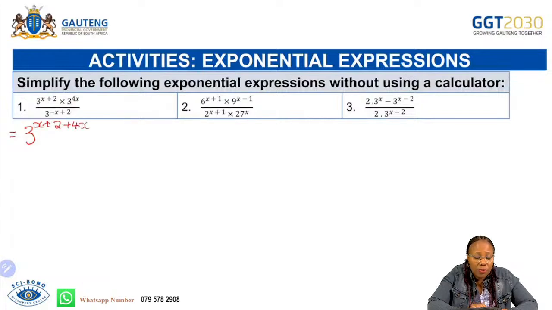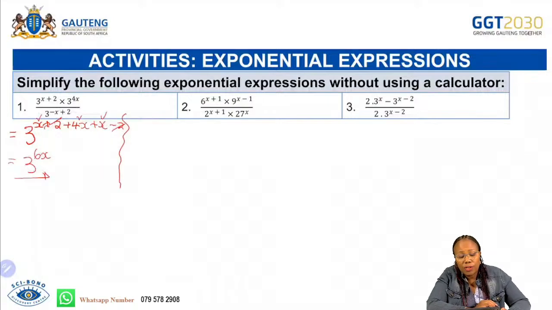And then the denominator one, when they go up, they change sign. Minus x will be plus x, plus 2 will be minus 2, base 3. And then we now add like terms, x plus 4x, 5x plus x, 6x. And the 2 minus 2 is a 0. Therefore, that is your answer for the first one.